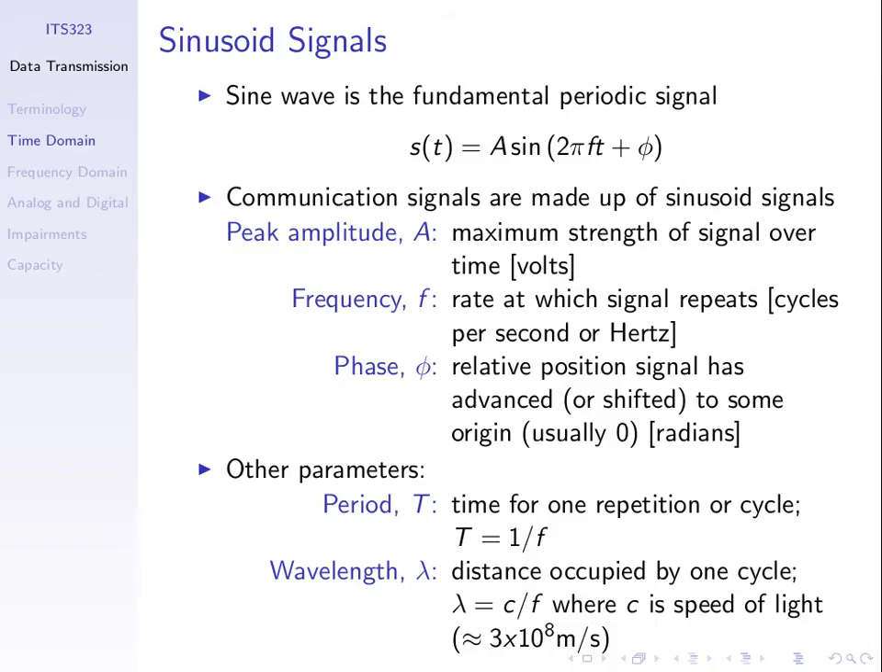So we introduced signals as communication signals made up from combining different sinusoids together. And we looked at some of the simple mathematics of a sinusoid: the signal strength, the signal amplitude, as a function of time, is the peak amplitude A times sine of 2 times pi times the frequency times the time plus a phase phi. And we saw with some plots how those three parameters, A, f, and phi, impact upon the shape.